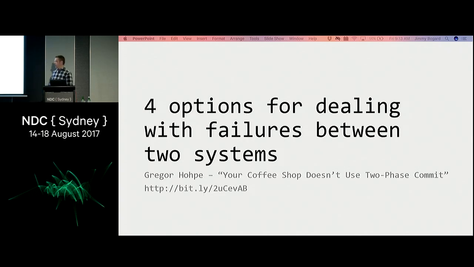All these failure mode options have already been put out there. And so the one I was looking at was a paper from Gregor Hohpe. This one is, your coffee shop doesn't use two-phase commit. And it describes what can happen in a real-world process when things fail, and what are the different options we have for dealing with that failure.